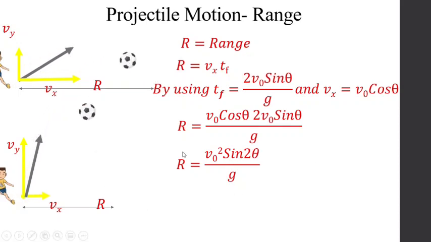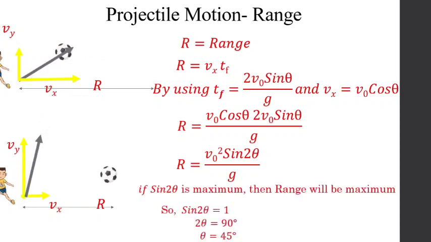To have maximum range, sin 2 theta should be equal to 1, because the maximum value of the sine function is always 1. In that case 2 theta equals 90 degrees and theta becomes 45 degrees. The meaning of this is that if the angle of projection is less than 45 degrees, you will get less range, and if the angle is more than 45 degrees, you will also get less range. So range will be maximum only if theta equals 45 degrees for a specific velocity of projection.